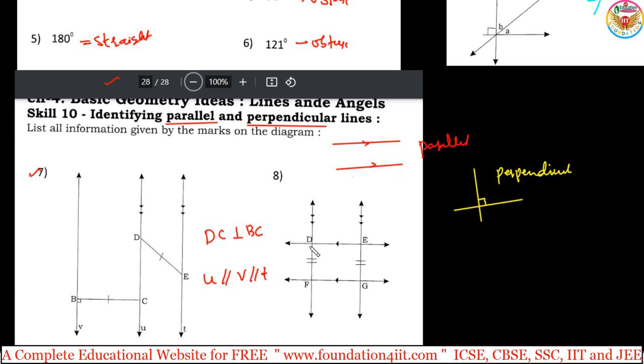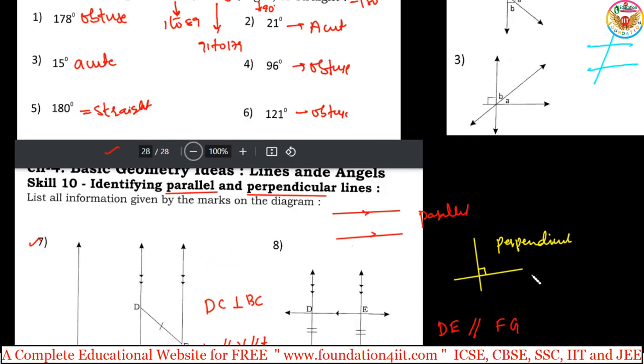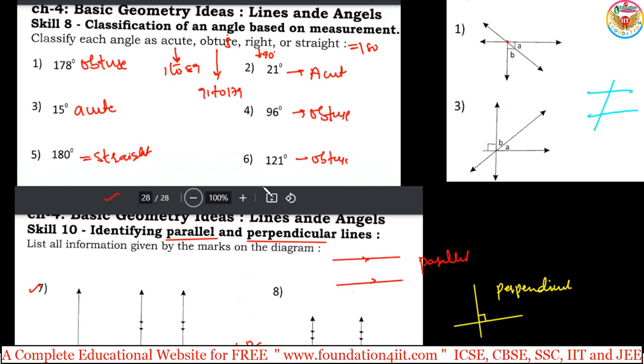Here also, DE is parallel to FG, we can write. This is the parallel symbol, FG. But the same DE is perpendicular, this perpendicular symbol, to EG. Okay, so this is the way we can do it. This is the main thing. Now these angles I'll explain.